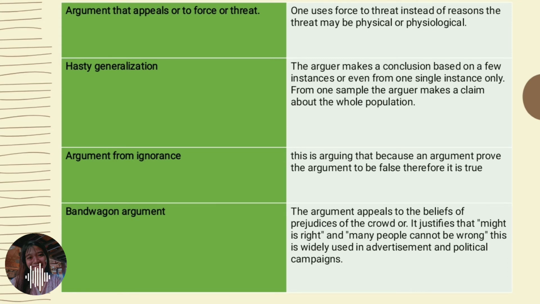Next is the hasty generalization. Here, the arguer makes a conclusion based on a few instances or even from one single instance only. From one sample, the arguer makes a claim about the whole population. So, drawing a conclusion based on a small sample size rather than looking at statistics.